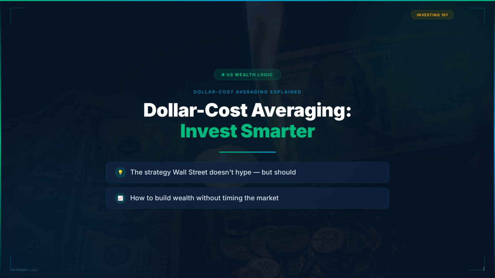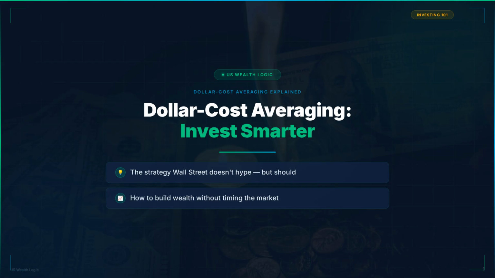What if I told you there's a simple investing strategy that removes emotion, reduces risk, and has historically helped everyday Americans build serious wealth over time, and you might already be using it without even knowing it? It's called dollar cost averaging, and today we're going to break it all the way down. We're talking real numbers, real examples, and a clear action plan you can start using immediately.